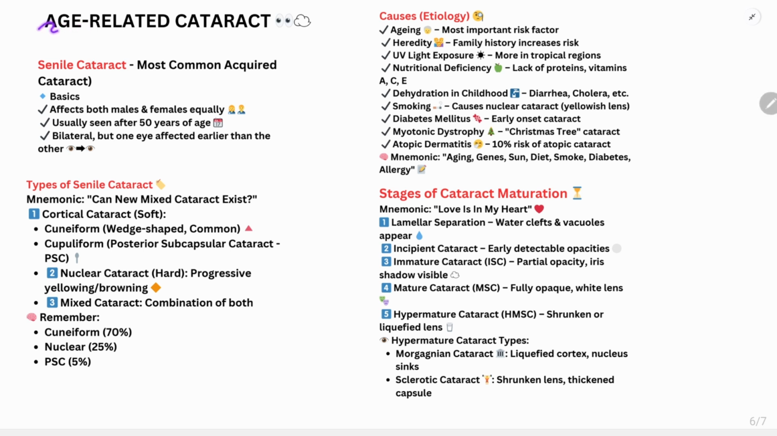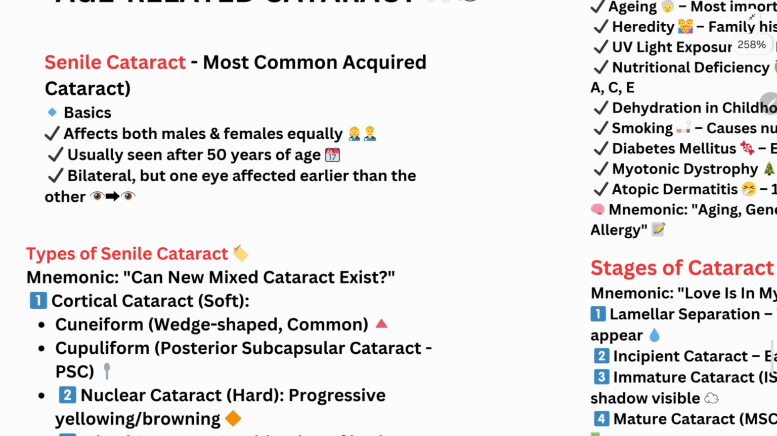So here the age related cataract, which is also called senile cataract. Senile means age. So it is the most common acquired cataract. What are the basic points that you must remember? They affect both males and females equally, and they are seen in people who crossed 50 years of age. So it is an age related disease. They can be present bilaterally, but one eye is affected earlier than the other. These are the basic and most important points that you must remember.